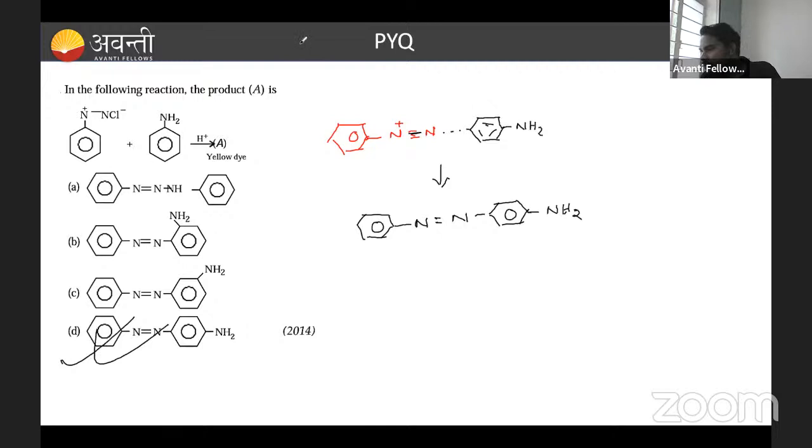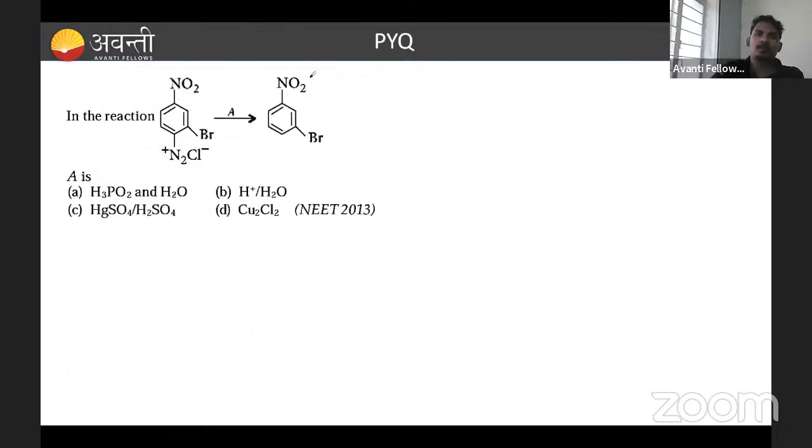Okay, so shall we proceed for the next? Okay, let's move ahead. This is the same as what we have done, same coupling reaction. Now solve this one.